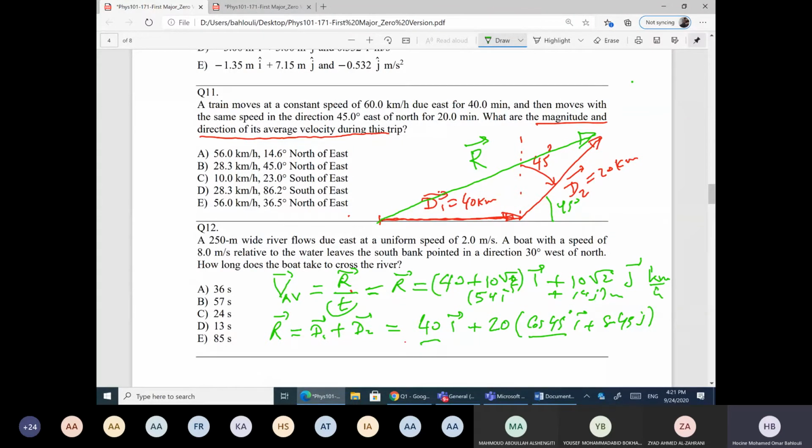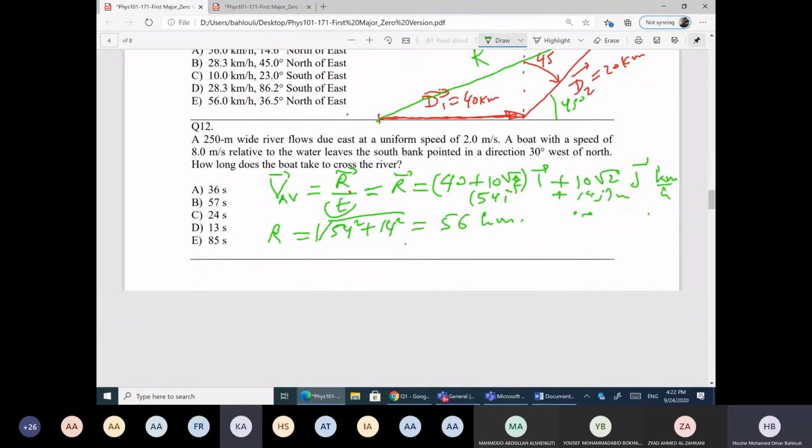But if you ask for the magnitude and direction, you have to calculate the magnitude, meaning you take the square root of x squared plus y squared. Please put your microphone off unless you need to talk. If you want the magnitude of any vector, chapter number 3, it will be the square root of 54 squared plus 14 squared, which is approximately 56 kilometers. Sorry, this is not a vector, this is the magnitude. Is this question clear, guys? Clear? Yes. Okay.